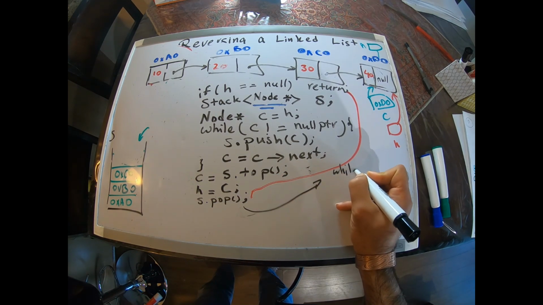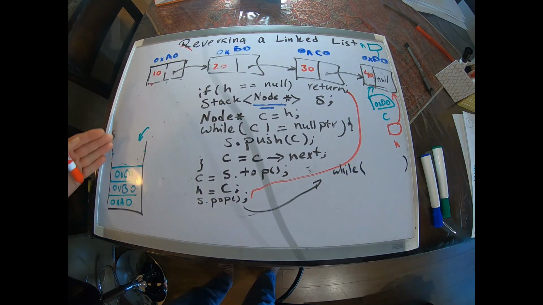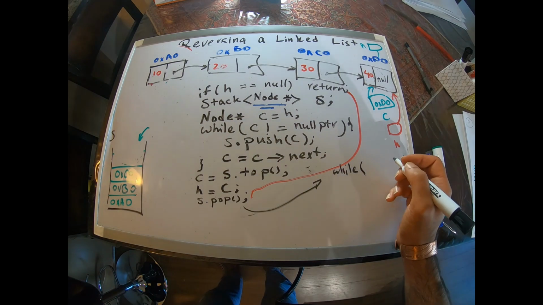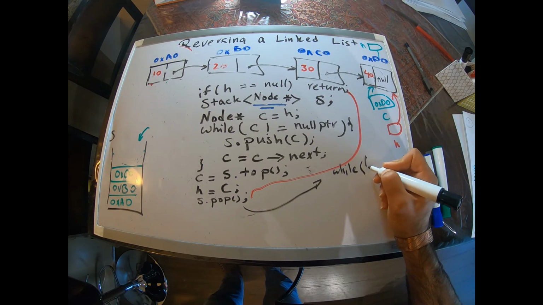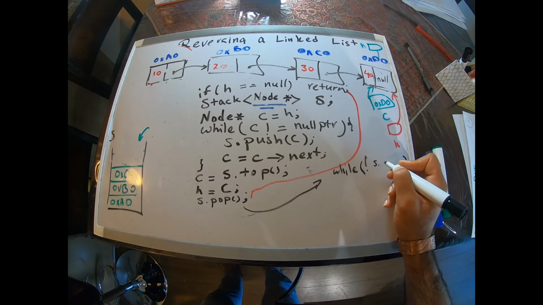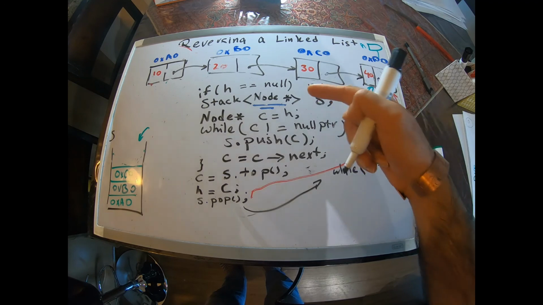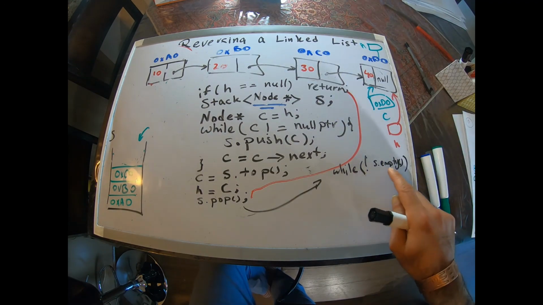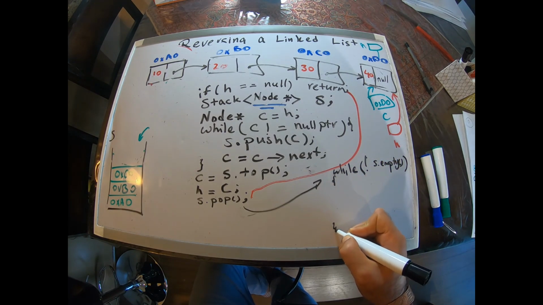I'm going to say while I still have some addresses in the stack, while I haven't popped everything in the stack. So what should I write? While, let's say, not s dot empty. We have an empty member function in the class of a stack that will return true once the stack becomes empty. So while we still have something in the stack, just continue this.